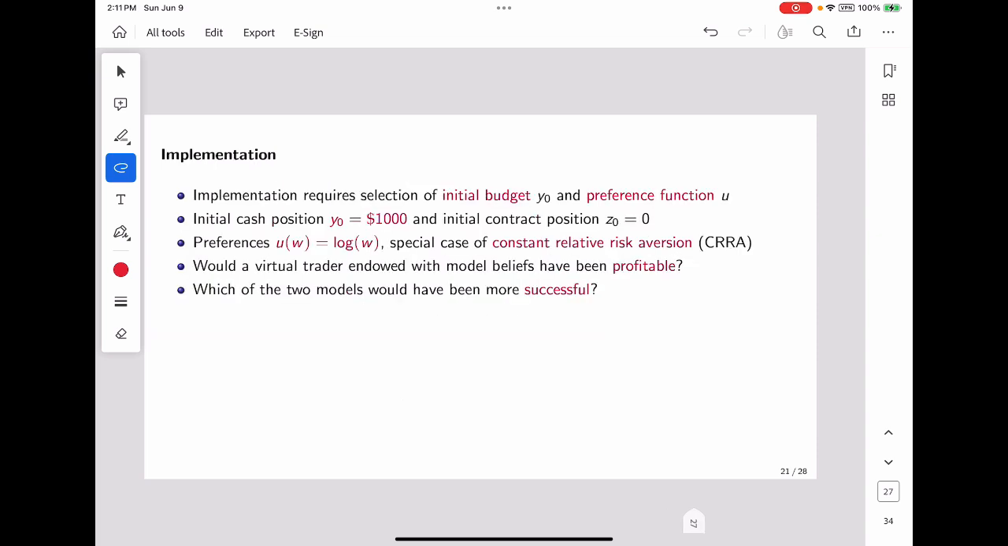Okay, now implementation of this requires the selection of an initial budget and a preference function, and I'll be showing you results based on an initial budget of $1,000 for each state and an initial contract position of 0. And the preferences that we'll work with are referred to as log utility. It's a special case of a class of preferences called constant relative risk aversion, or CRRA preferences. And it reflects a particular degree of risk aversion on the part of the trader. And we can now ask whether a virtual trader endowed with model beliefs would have been profitable. And of the two models, 538 and The Economist, we can ask which one would have been more successful.